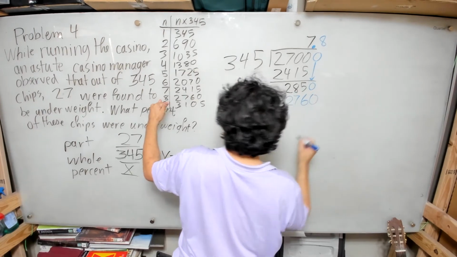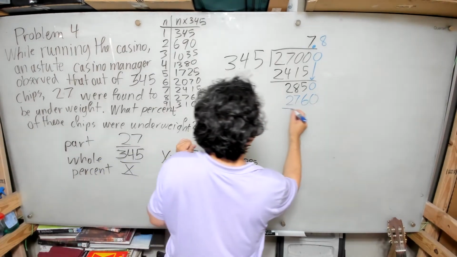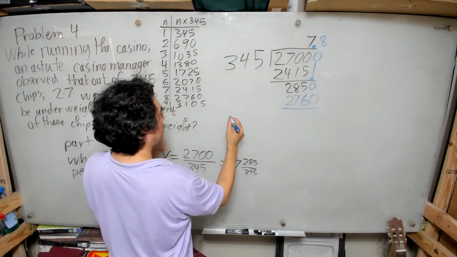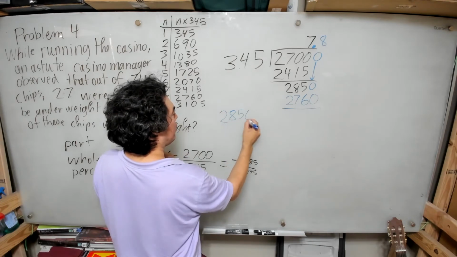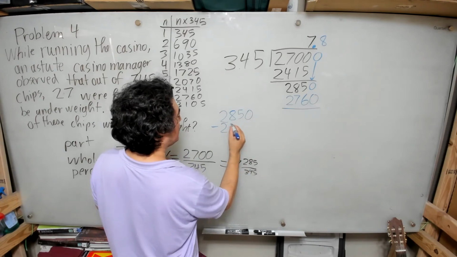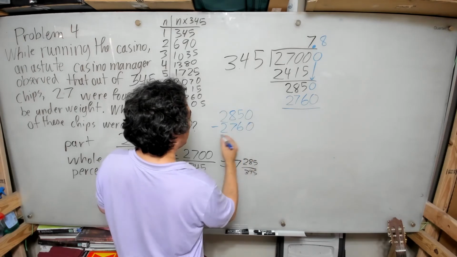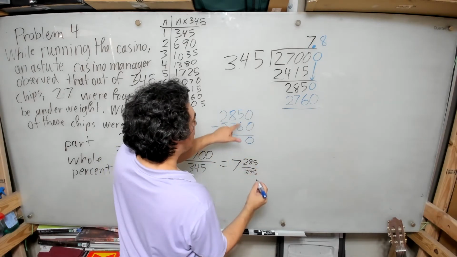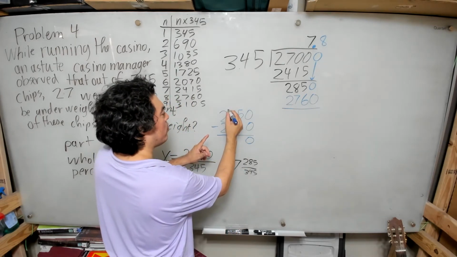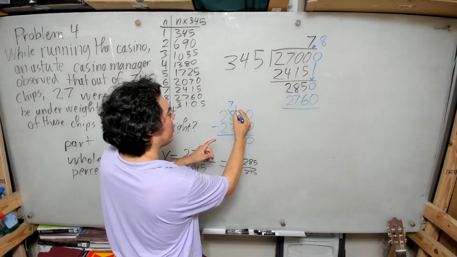This will be 2760. And now I can perform this subtraction. Okay? So let me do that subtraction here. Okay? 2850 minus 2760. Okay? 0 minus 0, I can't do it. 5 minus 6, I can't do it. So I'm going to borrow. This is going to become a 7. This is going to become 15.